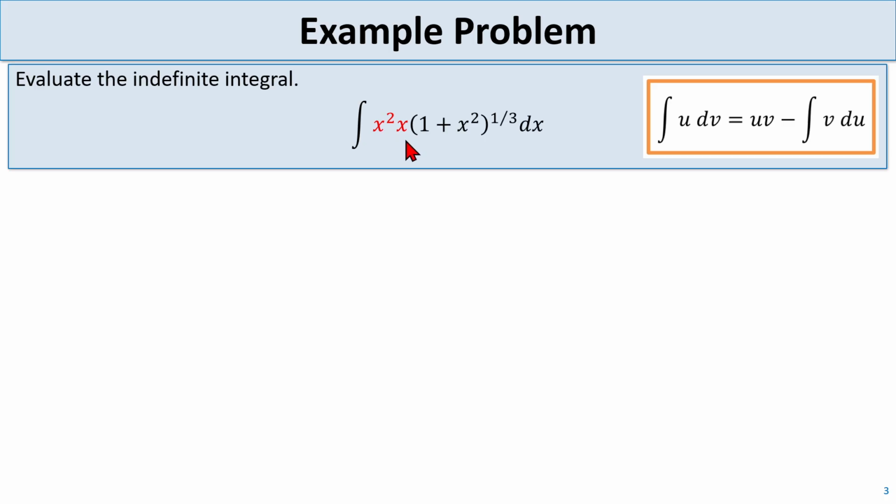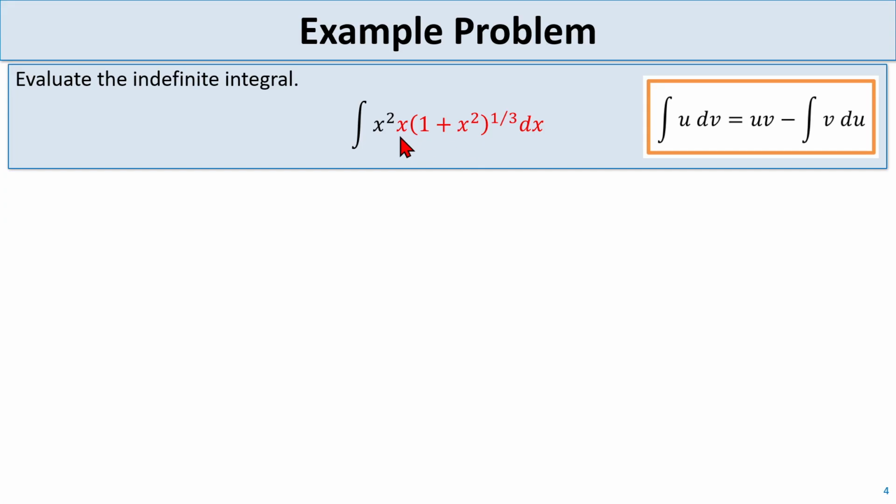but it does help me because now I can identify that this part of the integral, x times the quantity 1 plus x squared to the 1/3 power, is something that I'll actually be able to integrate by using the method of substitution later. And I'll be able to do that by letting my new variable be 1 plus x squared in my substitution.